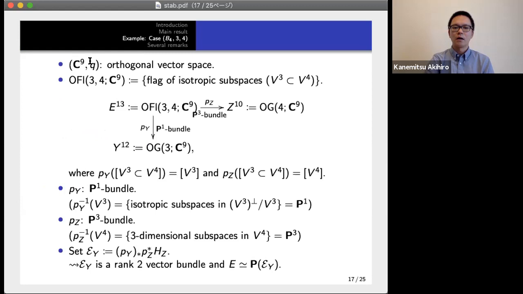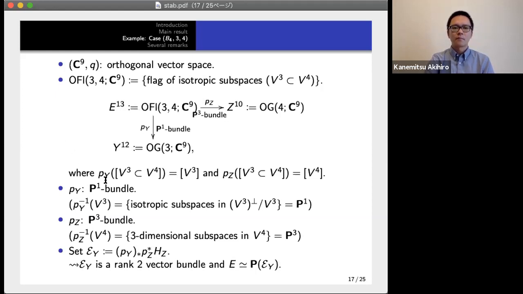Let V be an orthogonal vector space, and let E be the orthogonal flag variety OFL(3,4) for C^9, which parameterizes flags of isotropic subspaces of dimension 3 and 4. Then this orthogonal flag variety admits two natural fibrations, Py and Pz, to the orthogonal Grassmannians, which are denoted by Y and Z, respectively.